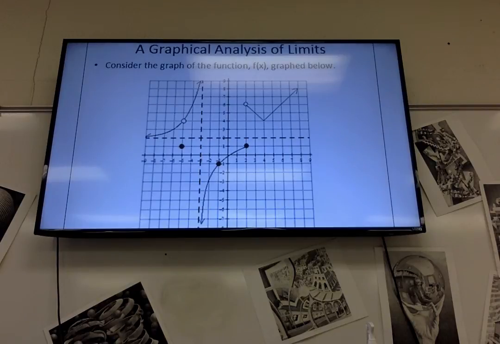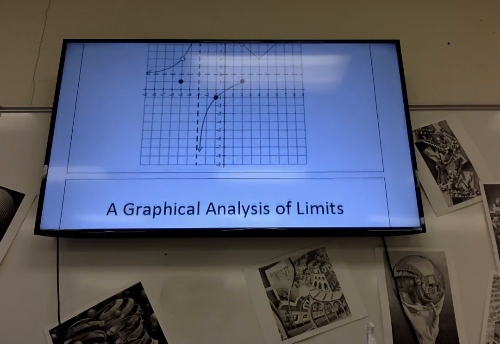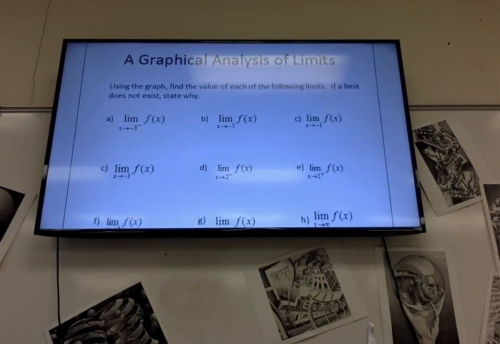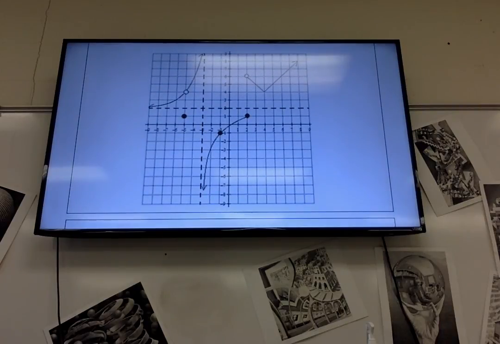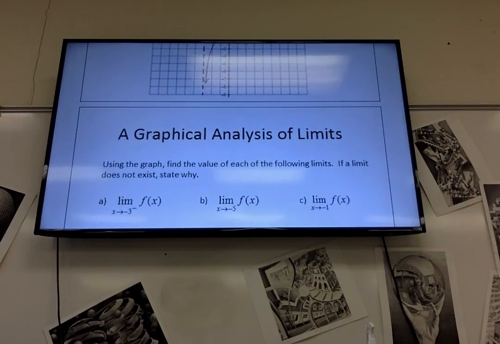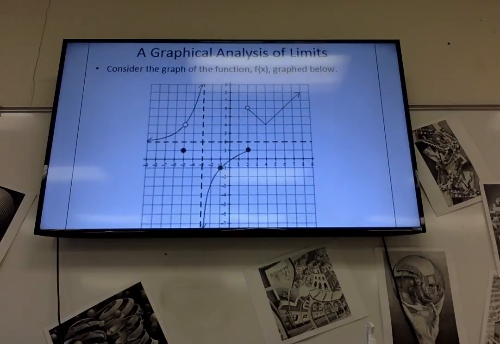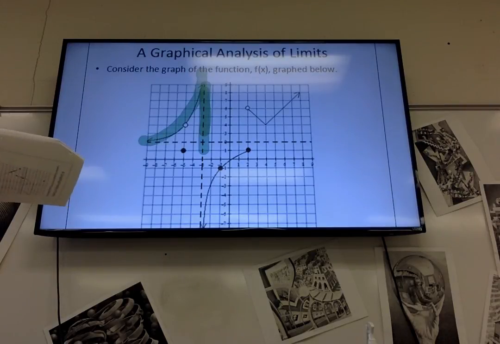Okay. So let's look at these. Let's start with A. Limit as x approaches negative 3 from the left-hand side. What do you think, Wynn? Infinity. Yes, infinity. Very good. Because let's look at it here. Negative 3, so that's this line. And as I approach it from this way, it's going up forever. So that's why it is infinity. Excellent.